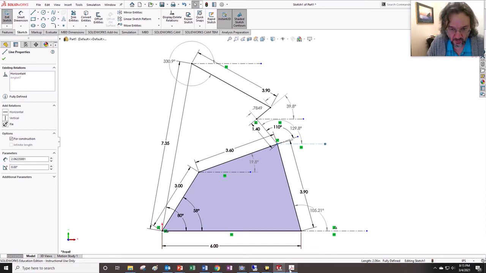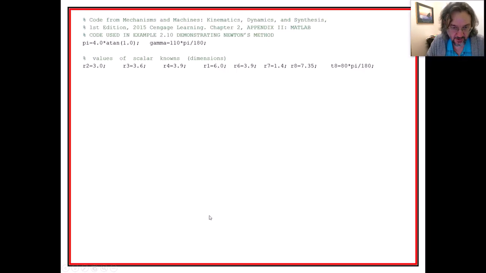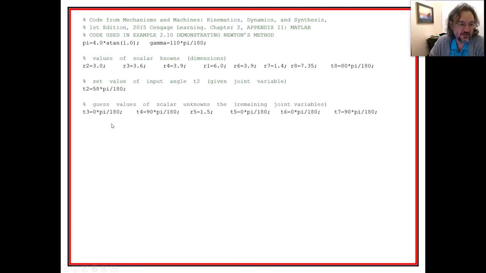So when we go into our code, we will have that input angle. There's our 58 input angle. Here are the guesses that we made. These are sort of intelligent guesses. We try to make the thing into a posture that could possibly exist. You can't just pick any old thing for your guesses, so make sure that we pick something that's possible.